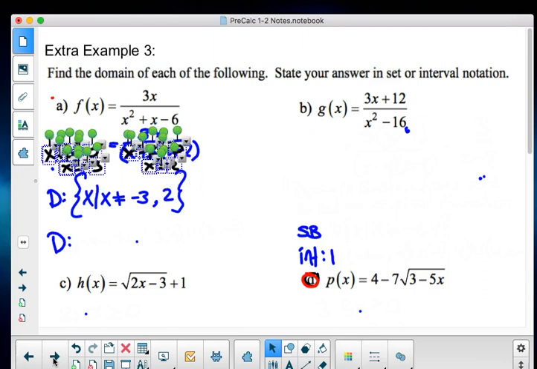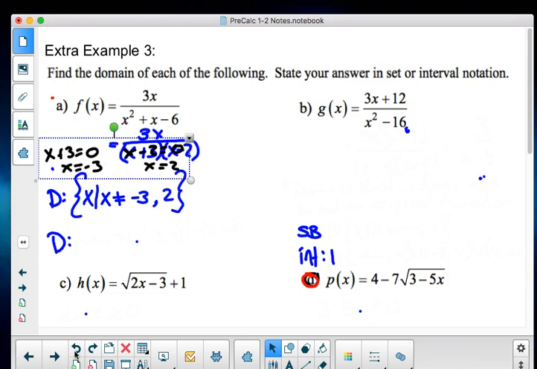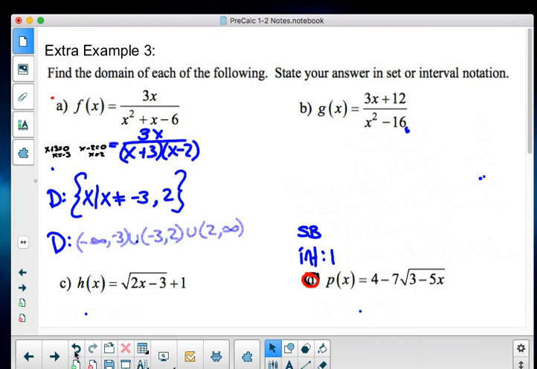But when I do it in interval notation, the only restrictions I have are negative 3 and 2. So I go from negative infinity to negative 3, and from negative 3 to 2, and from 2 to infinity when I write this in interval notation. Now I want you to be comfortable with that.